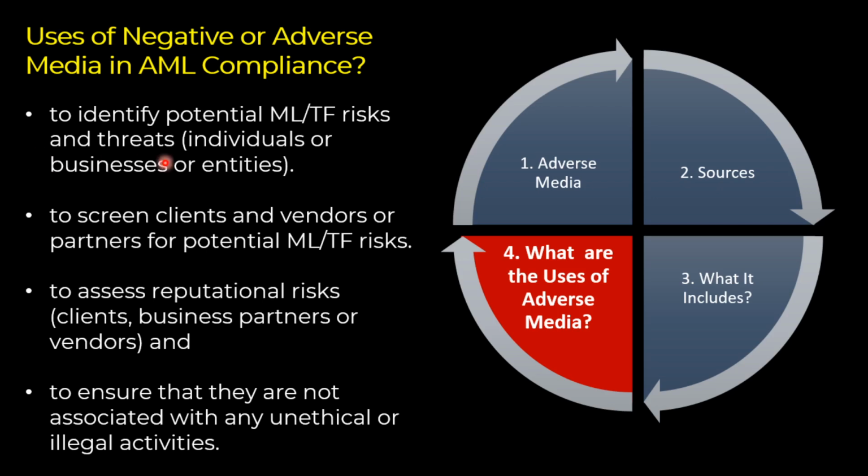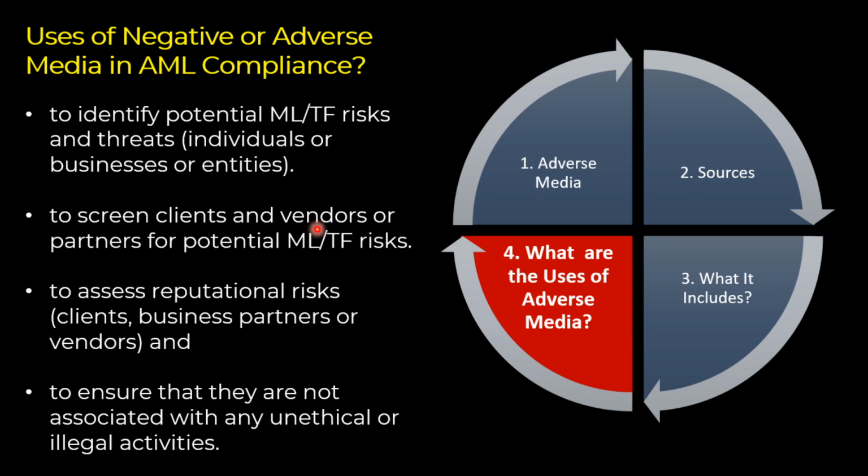Like for example, when any individual comes to the bank to open an account, then the financial institution may perform negative news searches against that particular individual, and similar is the case with businesses and entities. Further, negative or adverse media are used to screen the clients and vendors or partners for potential money laundering and terrorist financing risk. Financial institutions not only onboard customers for deposit purposes or for doing business purposes, but there are also different kinds of vendors from whom the financial institutions take different kinds of services.